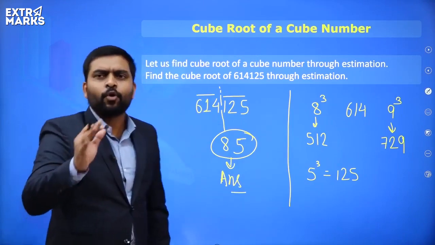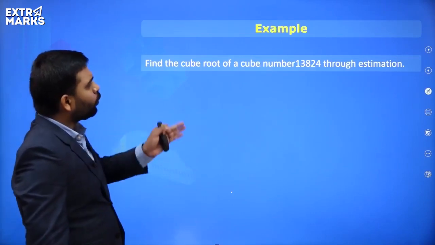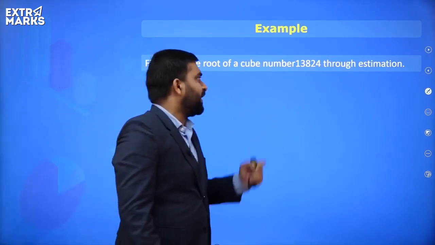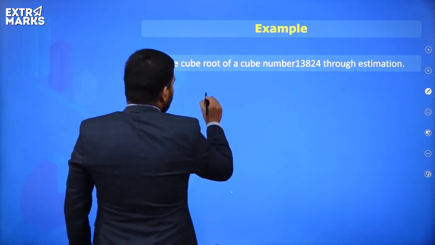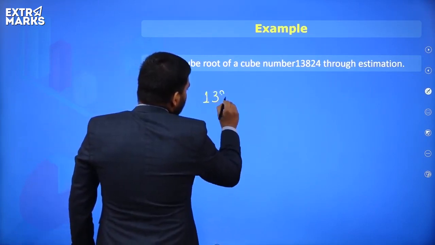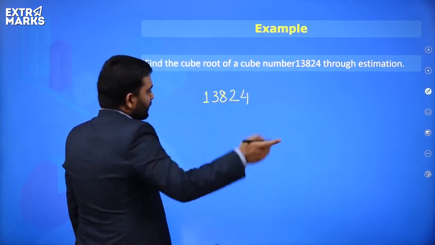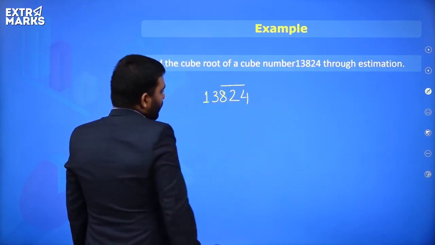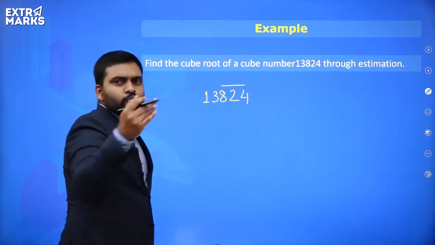Everyone, let's have one more question for your clarification. Find the cube root of the number 13,824 through estimation. Write down this number. 13824. Everyone, the same thing. Pairing, okay? Do the pairing, everyone. So now, the number 2 is left, no issues.